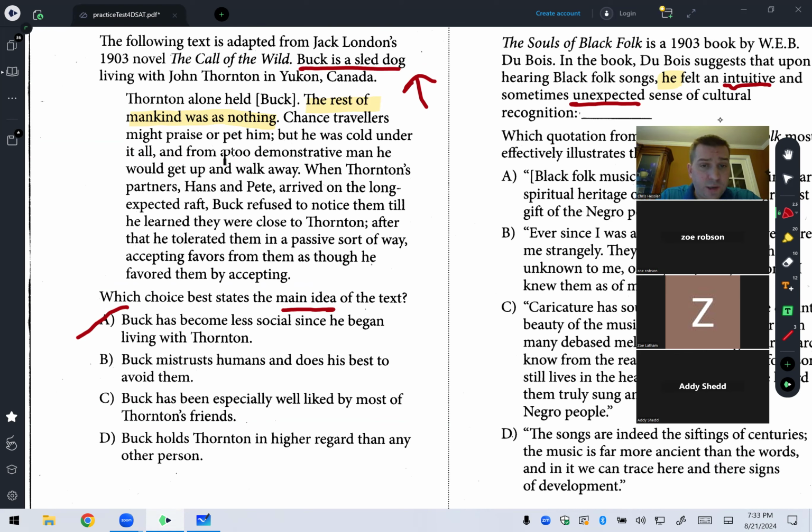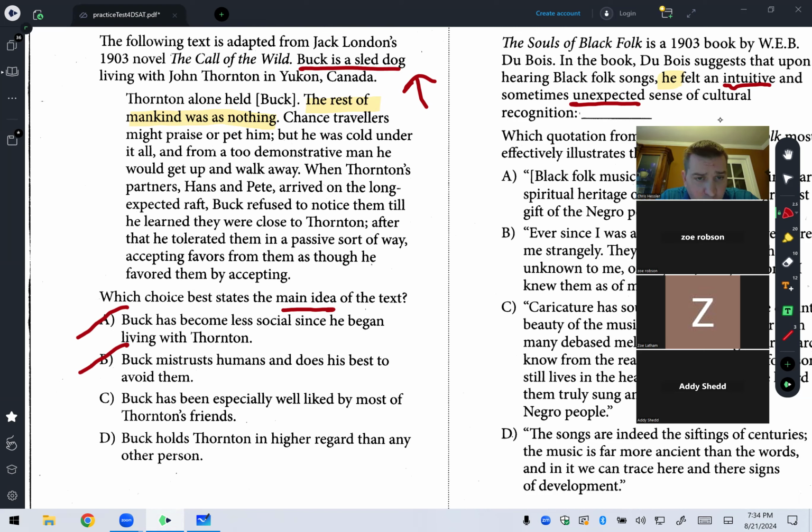Buck mistrusts humans and does his best to avoid them. I don't know that answer choice B is correct. Actually, if anything, it seems as if Buck is aloof. Buck refused to notice them, Hans and Pete. He refuses to notice them at all, right, until he learns that they're close to Thornton. So I don't know that he mistrusts them. It just seems like he is aloof. I'm going to cross that one off.